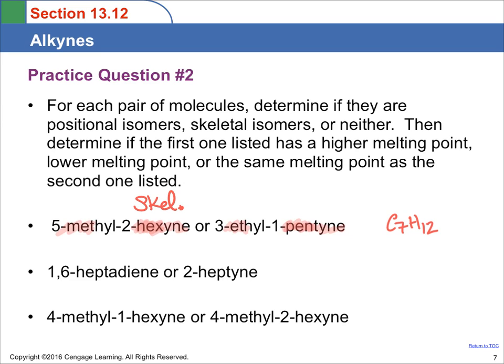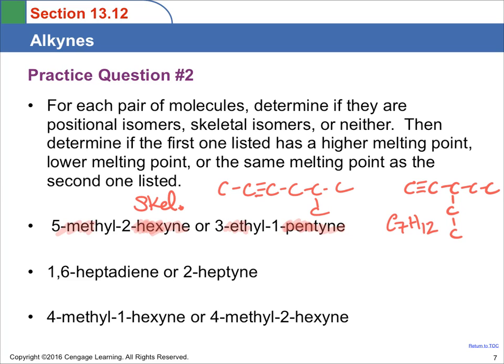We want to draw these out: hex, with the triple bond between 2 and 3 and the methyl on 5, versus pent, where the triple bond is on carbon 1 and the ethyl group is on carbon 3. So carbons have to move around to get between these two structures, which makes it skeletal isomers.